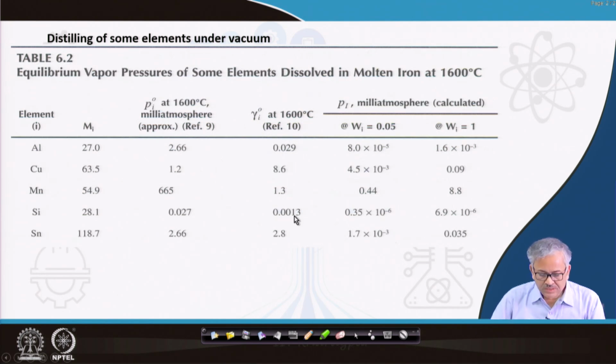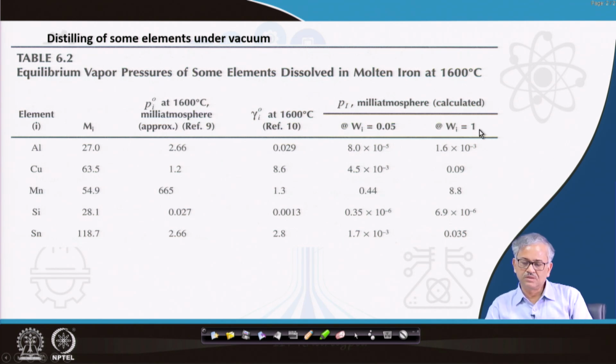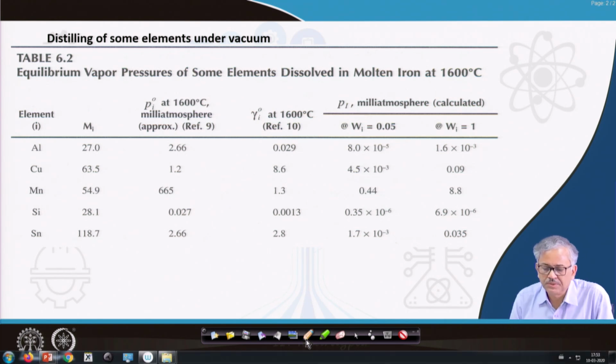So, now this is here. We have calculated the vapor pressure of different elements in steel. Okay, vapor pressure, what are the vapor pressures? We have calculated at different weight%, 0.05 weight% or 1 weight% of their presence in the liquid bath. So, how do we calculate this vapor pressure?